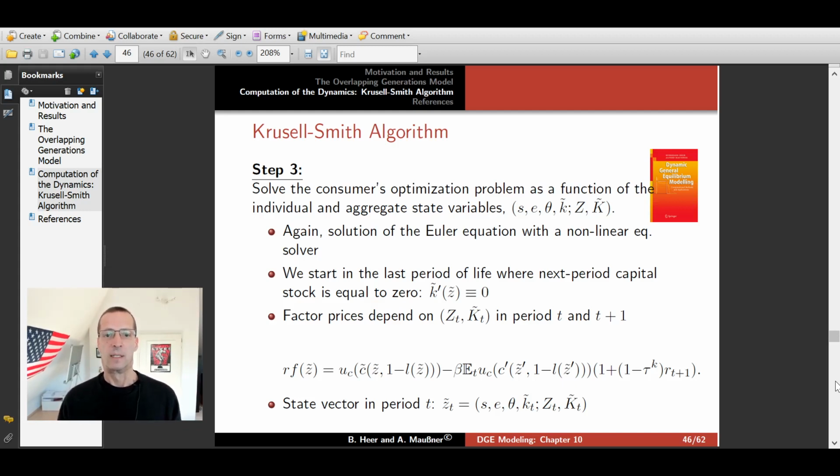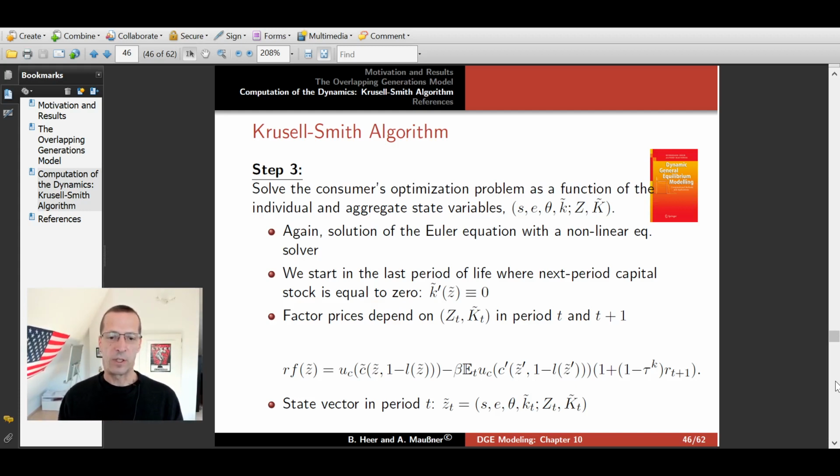Step 3. Now we solve the consumer's optimization problem as a function of the individual and aggregate state variables. So we want to compute the optimal consumption, optimal labor, optimal next period wealth during the simulation of the capital stock. So where the capital stock is not equal to the steady state capital stock, and our technology level Z fluctuates between 0.98 and 1.02. Our business cycle. So we use again the very same idea. We do not use value function iteration, but the Euler equation approach here, solving a nonlinear equations problem with the modified Newton-Raphson method. We again start in the last period of life, where the next period capital stock or wealth is equal to 0, and then go back in age, starting at age 70, 69, and so on and so on.